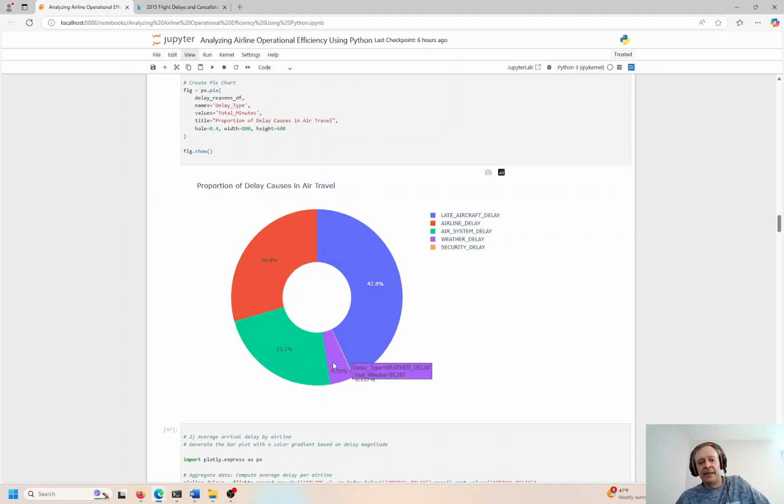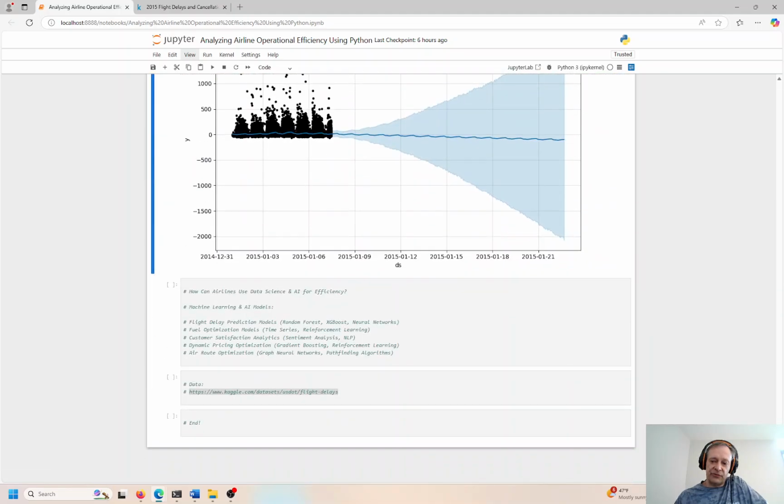This is a weather delay. There's nothing you can do about the weather. It is what it is. And if the aircraft is late, it's just late. What can you do about it? There's nothing you can do. So making predictions is extremely difficult.